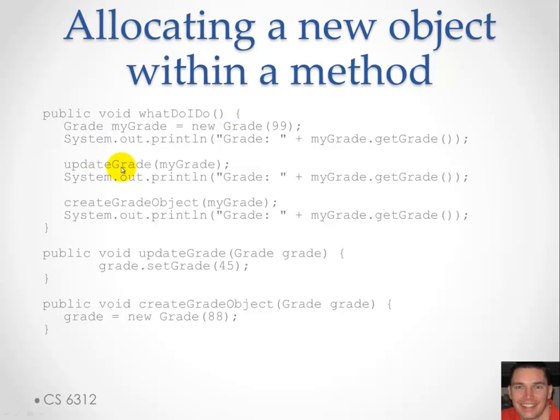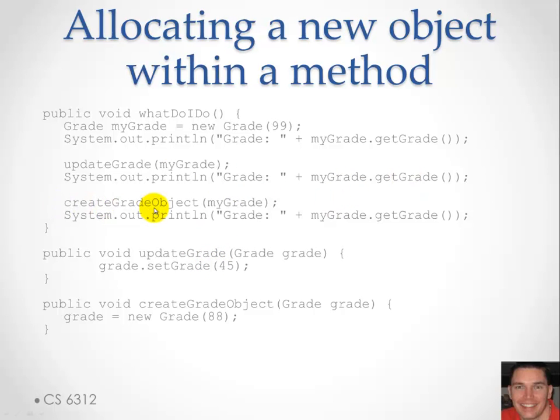When I call update grade, okay, this is a reference variable. We say passing in the grade, grade.setGrade 45. It goes out on the heap. It says, oh, your new value is 45. So what happens here then is when it returns, it's going to print out 45.